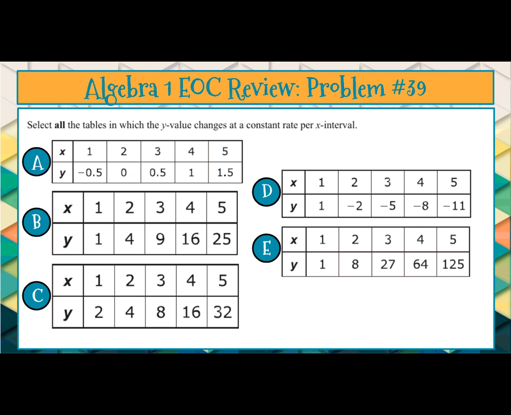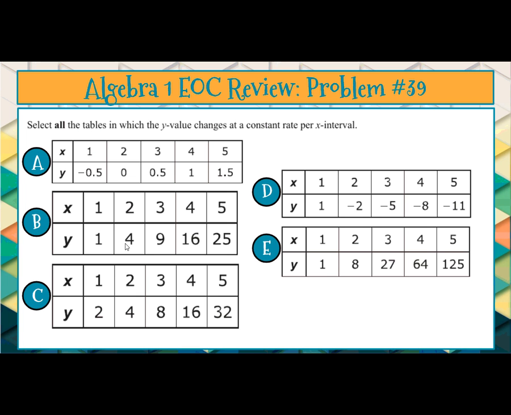All right, we're going to select all the tables in which the y value changes at a constant rate per x interval. So a constant rate of change is a constant slope. We're looking for an arithmetic sequence where we're adding or subtracting the same number each time. And A is definitely going to be one of those. We're adding 0.5 each time. So we should choose A.